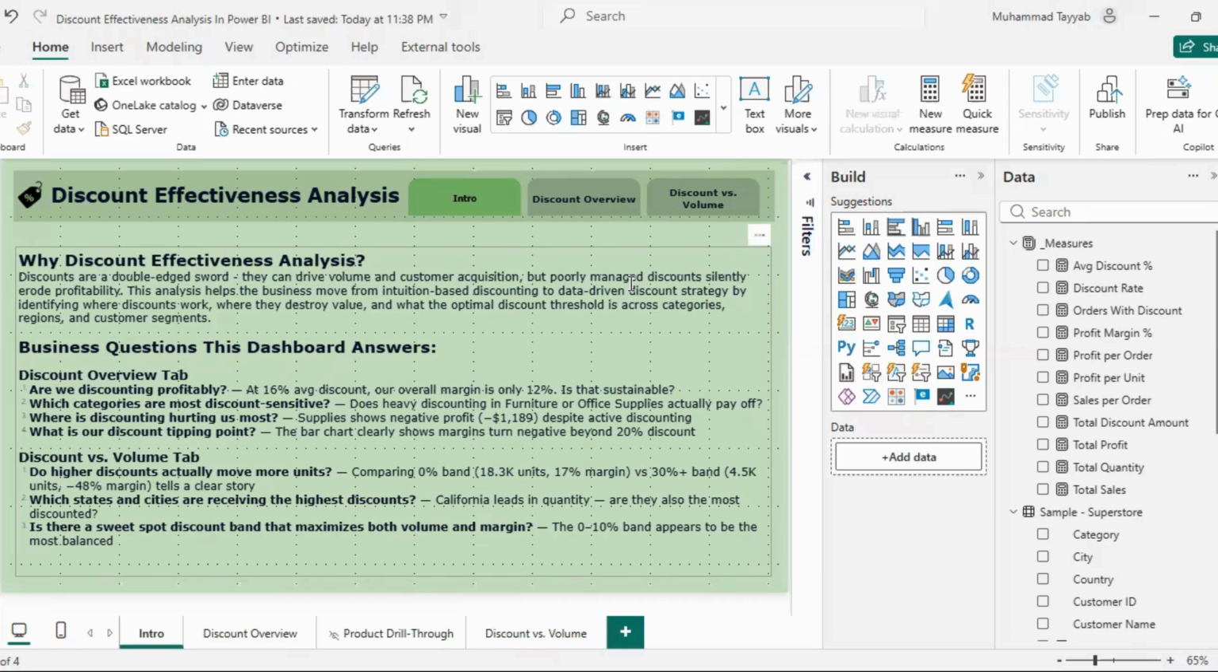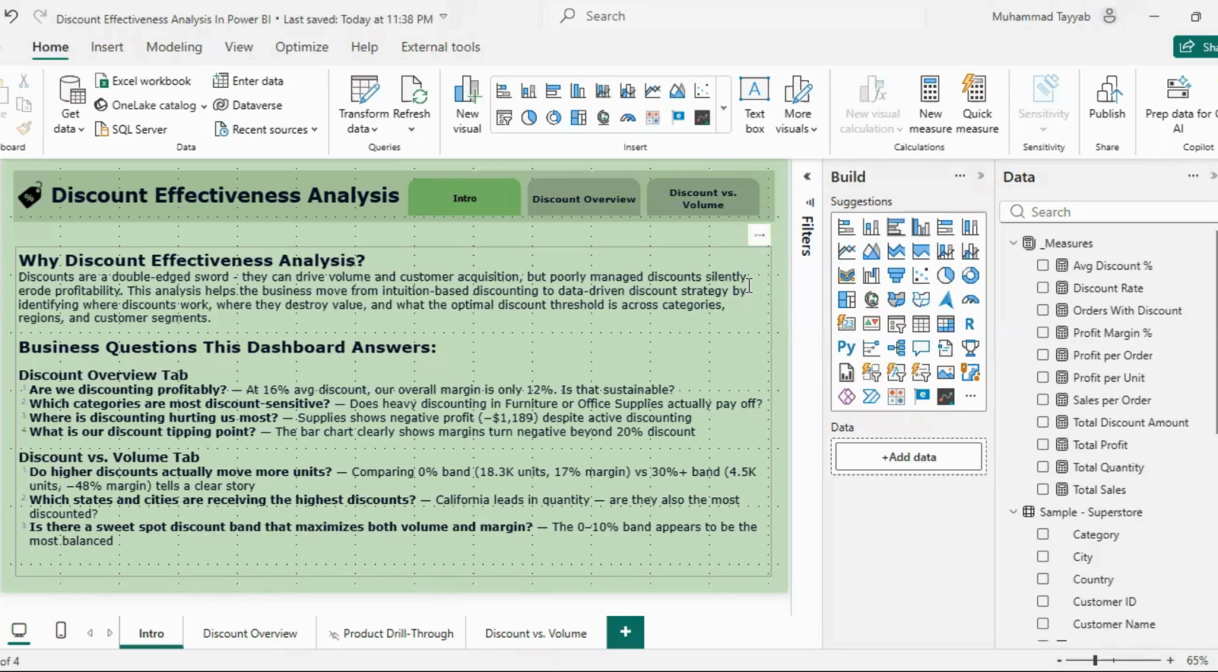A dashboard where any sales manager, any business owner can open up and within 60 seconds know where discounts are working, where they are destroying value, and what we should do about it. So that's what we are going to see today.